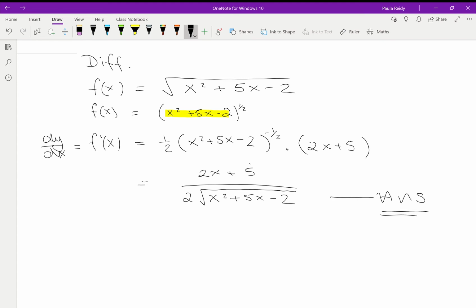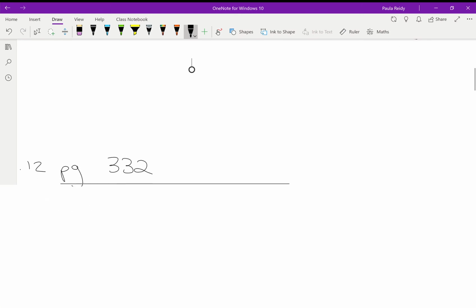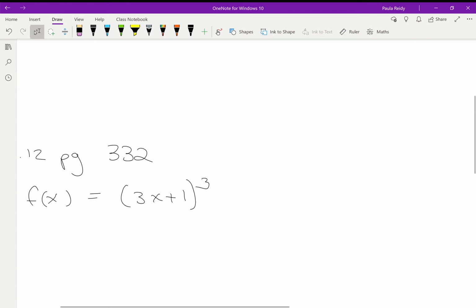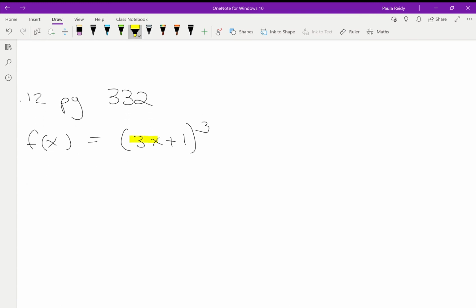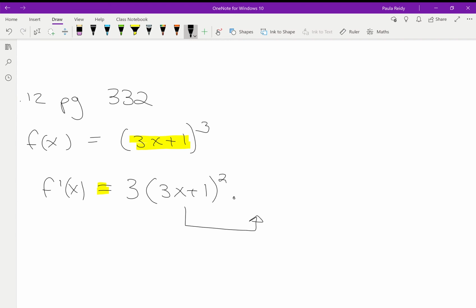Okay, right, so we're going to move that on, right, and we're going to again look for the inside and then the outside function. Okay, so the inside function in this case is this one, and the outside function is clearly going to be the 3. So when we go for f dash x on this one, we go 3 times, the 3 is coming from here, whatever is in the bracket, leave it alone, to the power of 2. And then multiply the whole thing by the diff of whatever was in the brackets. And in this case, the diff of 3x plus 1 is 3.